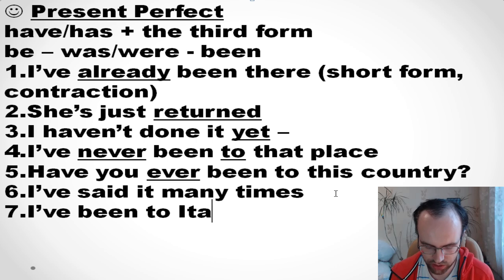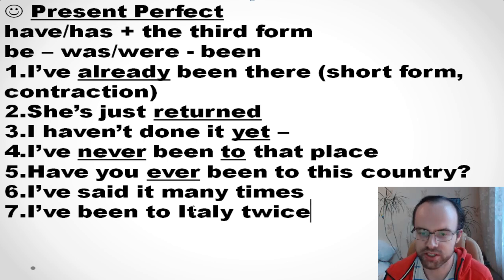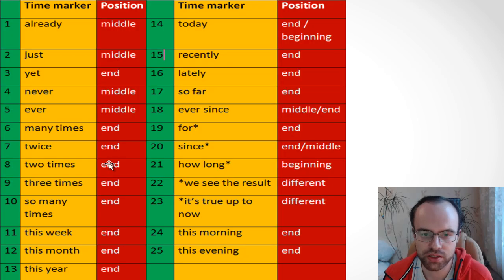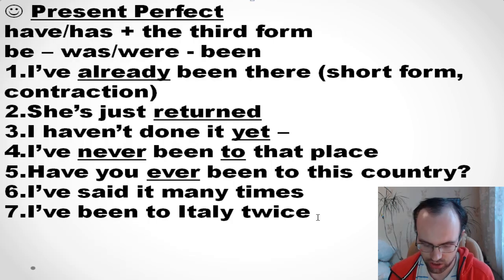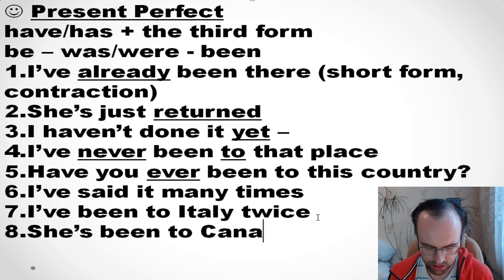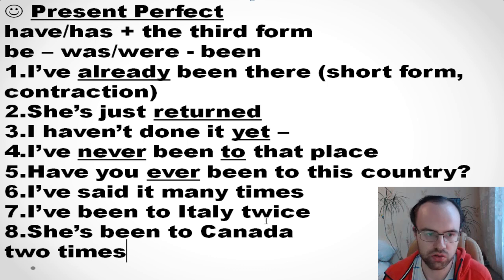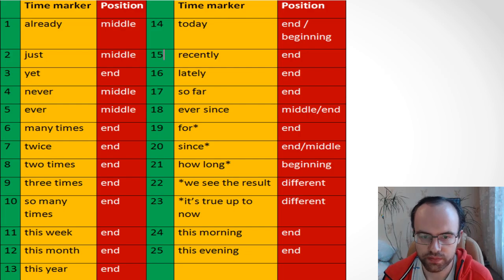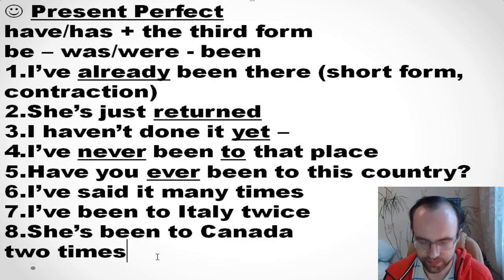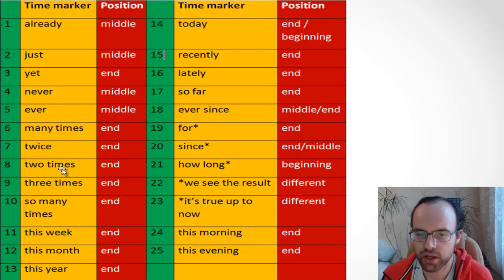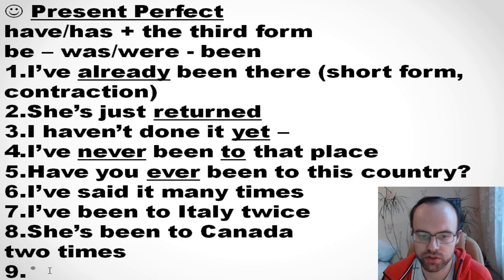I've been to Italy twice. And that's true up to now. There is a connection with the present. I've been to Italy twice, or 2 times. She's been to Canada 2 times, yeah? Okay. So you see, 3 times. As you see, we put it in the end. So like 2 times or 3 times.